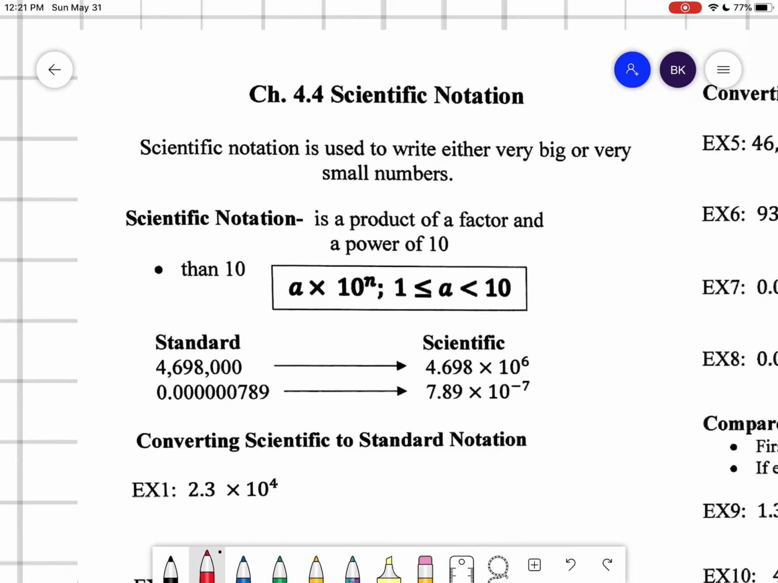Scientific notation is used to write either very big or very small numbers, and it is a product of a factor and a power of 10.